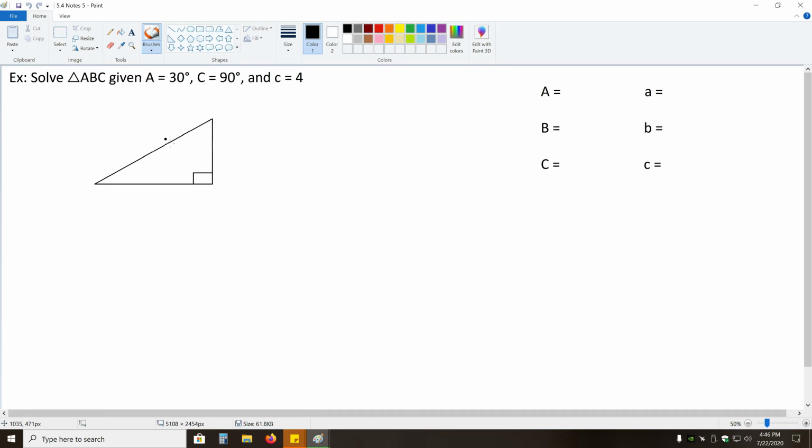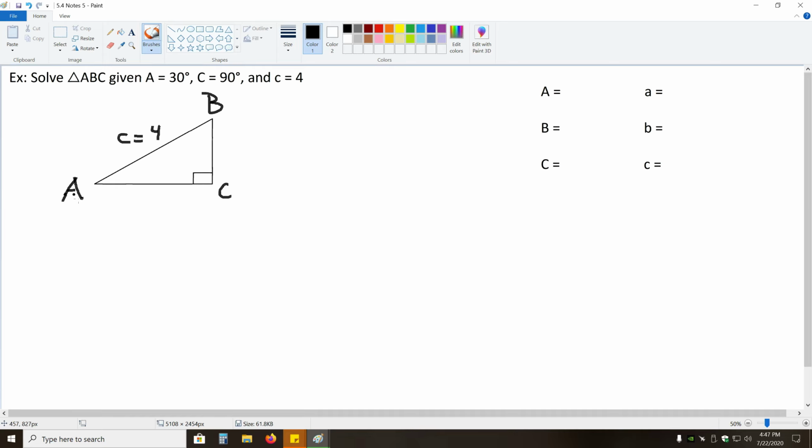So the first thing we should do is start plugging in our information. Since C is 90 degrees, we know this right angle has to be C. And from there, A and B can go wherever we want them to go. So I'm just going to go ahead and put A here and B here. And side C has to be opposite angle C. So we'll put it here on the hypotenuse.